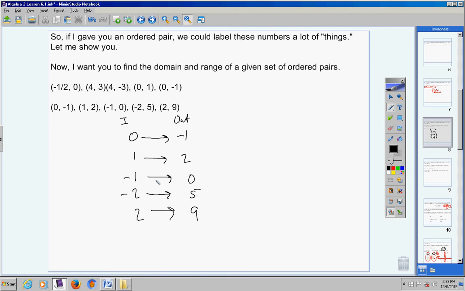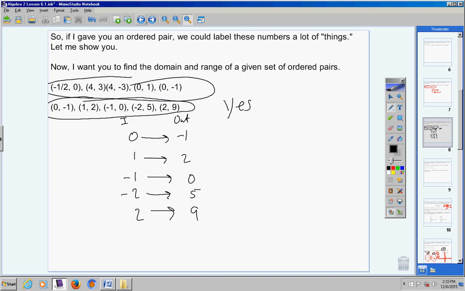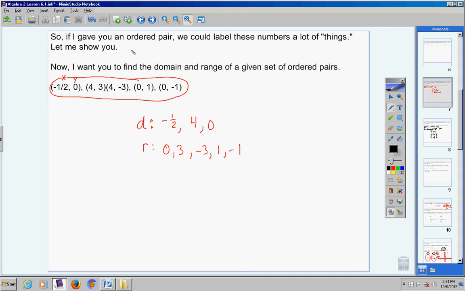Each input has 1 arrow coming off of it. So yes, this is definitely a function. Each input has exactly 1 output. So yes, these ordered pairs here would represent a function. Now these ordered pairs here, they would not represent a function. Okay? And there's 2 ways to know that.